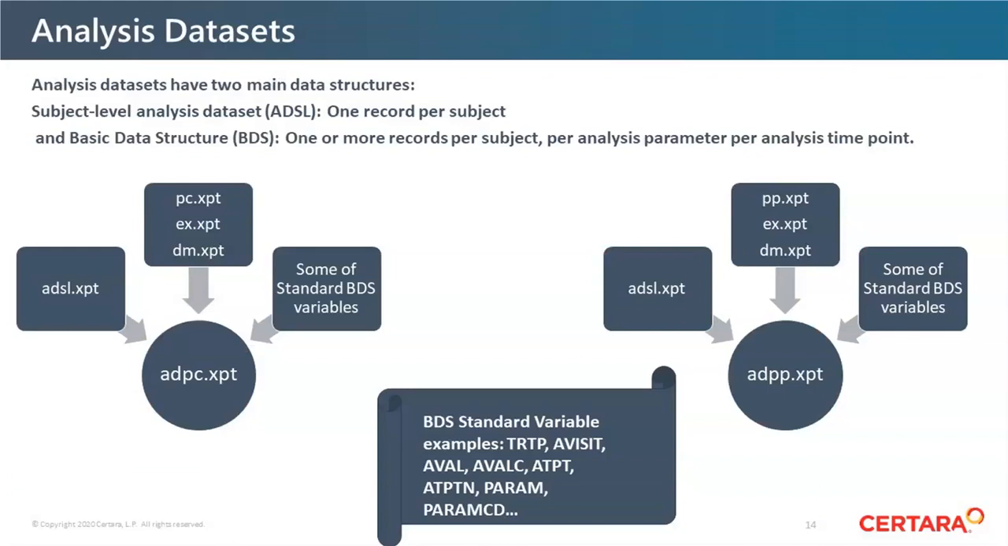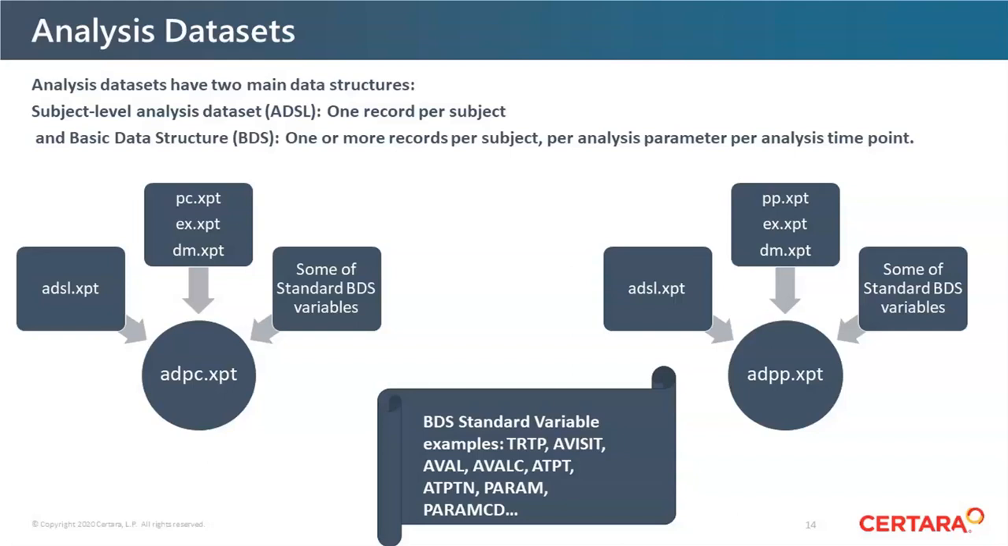The ADaM implementation guide defines the ADSL variables and a list of standard basic data structure variables. It does not define which variables each basic data structure must contain, like the SDTM or the SEND implementation guides do. So it's more flexible and it allows for different analysis methods. Depending on the analysis type method, we may use one set of BDS variables in one study and a different set in another study. An example of that would be parallel and crossover studies.